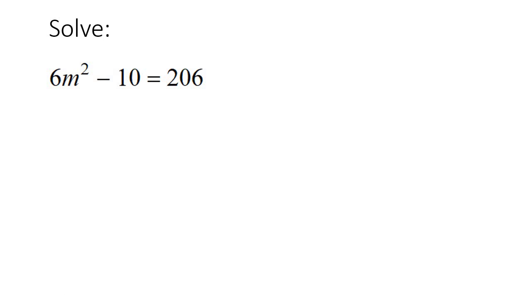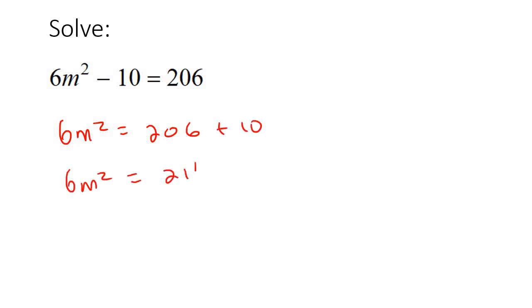Here's our next example. So these are quite easy, so we won't do too many of them. So we take the 10 over to the other side, where it became a plus, and then that becomes 216. To get the m squared by itself, you're going to divide both sides by 6. And so if you divide that by 6, you end up with 36, which is nice.